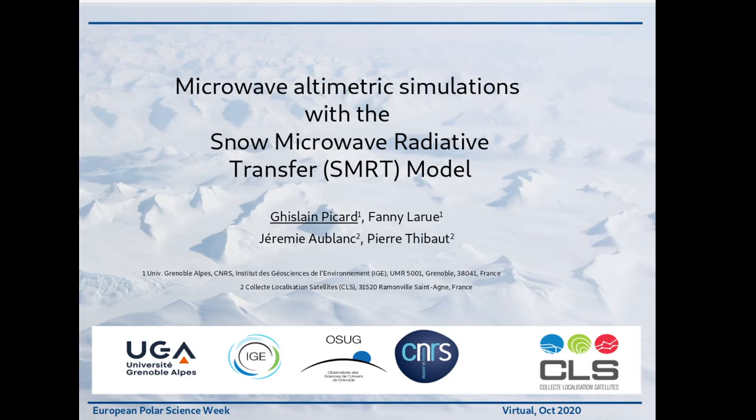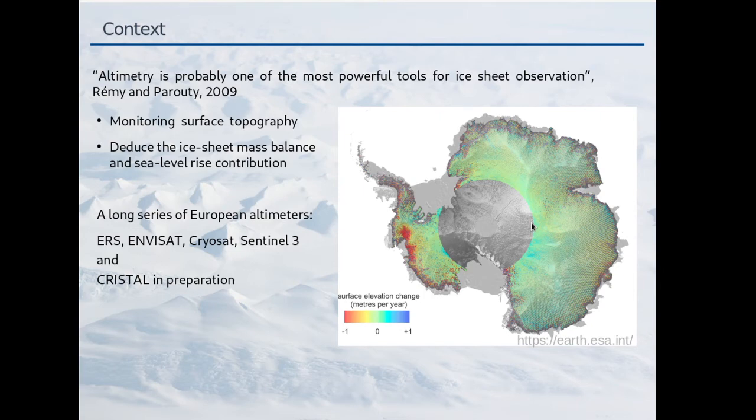Altimeters are very important tools to observe the ice sheet because they give access to one of the most important parameters, the surface topography. And by monitoring the change of these parameters, we can deduce the ice sheet mass balance and the contribution of the ice sheet to the sea level rise. In Europe, we have a very long series of altimeters with ERS, Envisat, Cryosat, Sentinel-3, and now we have a Crystal in preparation, so a lot of questions around this mission.